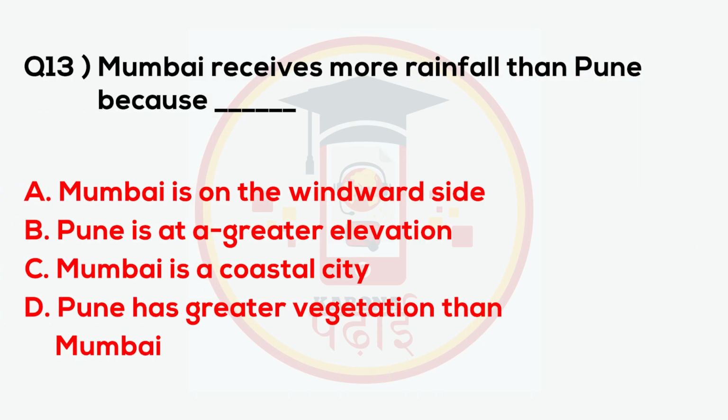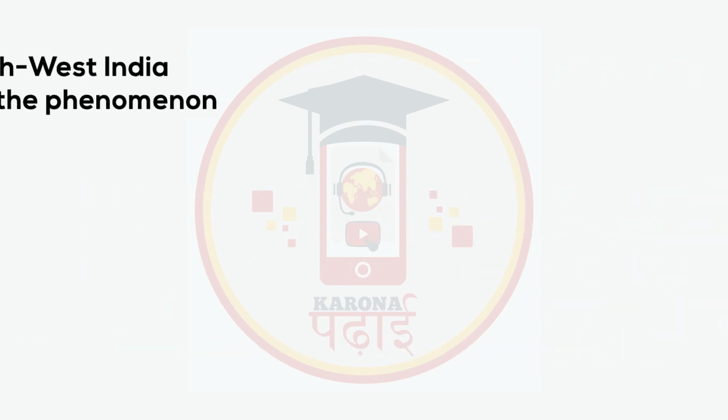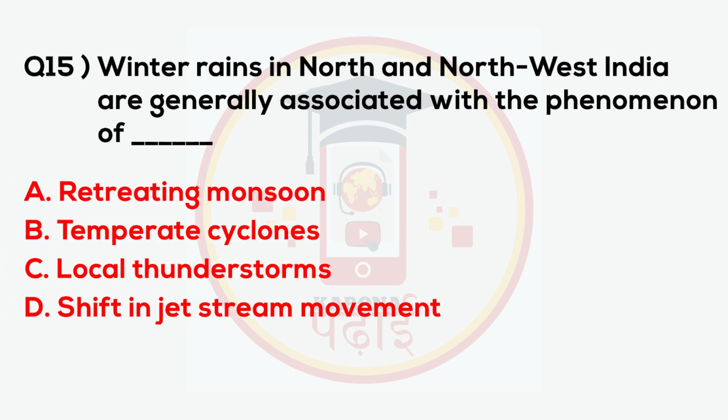Mumbai receives more rainfall than Pune because Mumbai is on the windward side. Where are rainforests found? Northeastern Himalayas and Western Ghats. Winter rains in North and Northwest India are generally associated with the phenomenon of temperate cyclone.